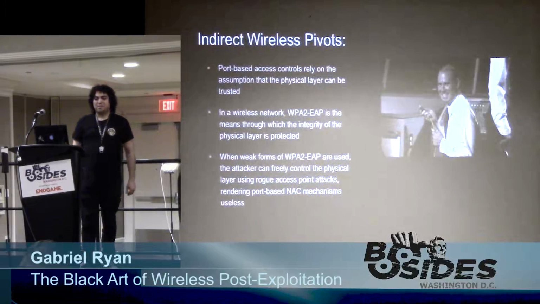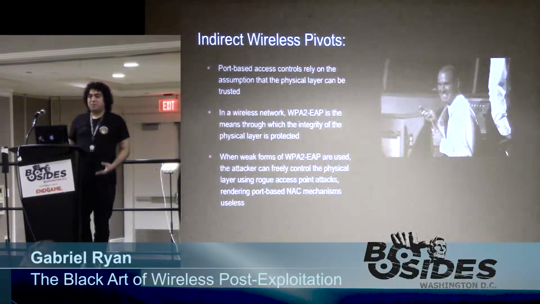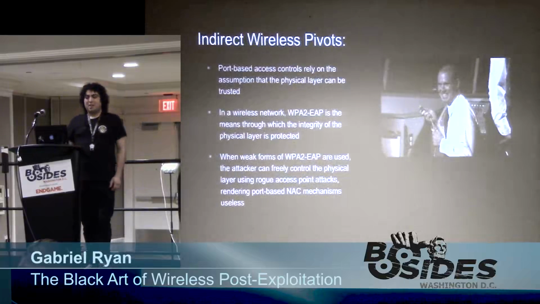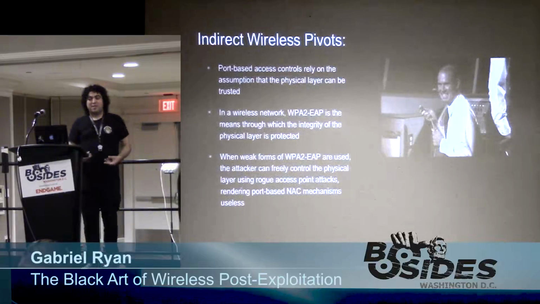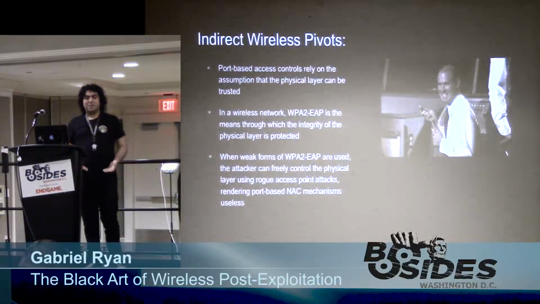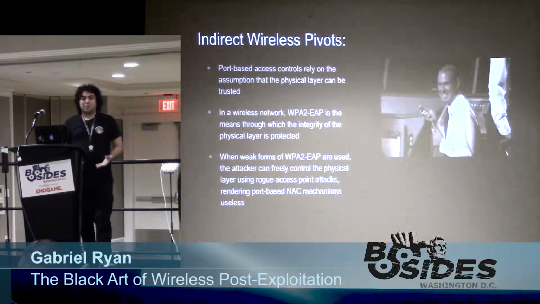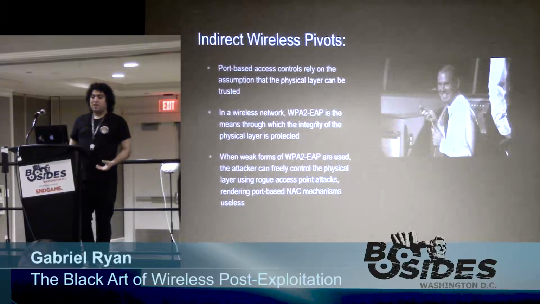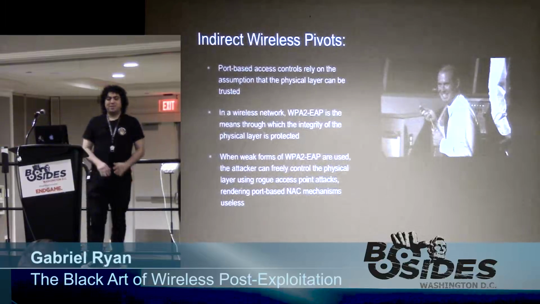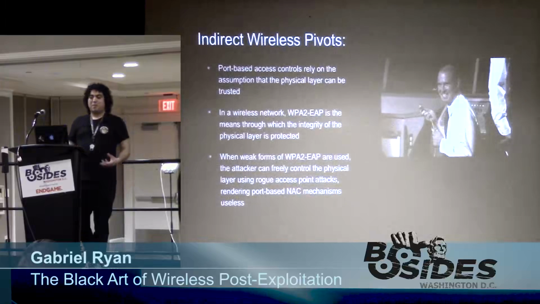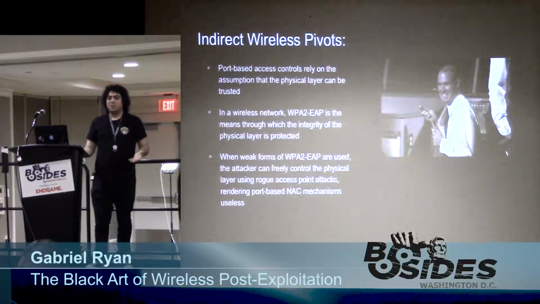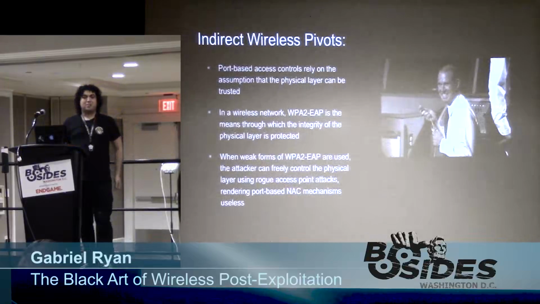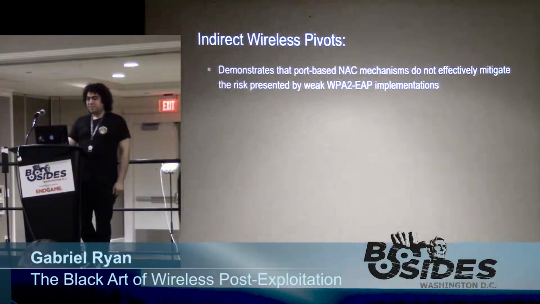And what this really demonstrates is that port-based access controls rely on the assumption that the physical layer can be trusted. In a wireless network, on the other hand, the means through which you can trust the integrity of the physical layer is WPA2 EAP. So if you can't trust your EAP implementation, and an attacker can freely control the physical layer using rogue access point attacks, this kind of makes the point of whether NAC works or not kind of moot. Because if the attacker can control the physical layer, port-based NAC mechanisms are actually rendered useless.